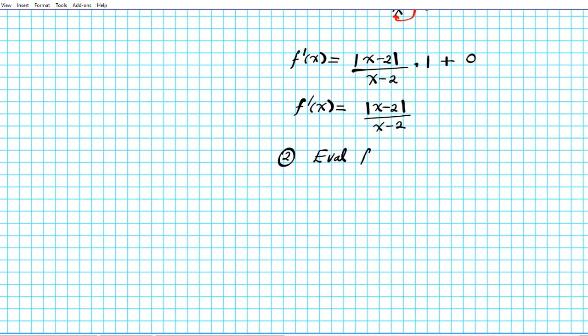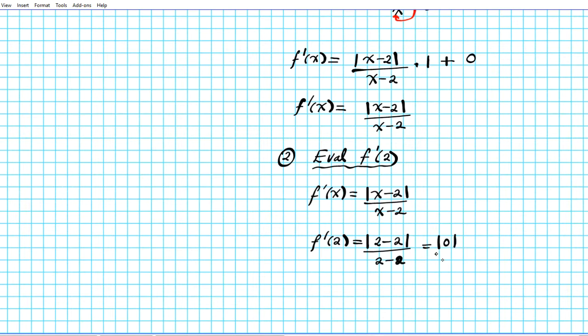Okay, so we're going to evaluate f prime at the specified extremum, which is 2. Alrighty, so our derivative is the absolute value of x minus 2 over x minus 2. As a result, f prime of 2 is going to be the absolute value of 2 minus 2 divided by 2 minus 2. And then 2 minus 2 is 0. We have the absolute value of 0 over 0. This is undefined. So that helps us to see that the derivative at 2 does not exist. Okay, it's a non-existent limit.